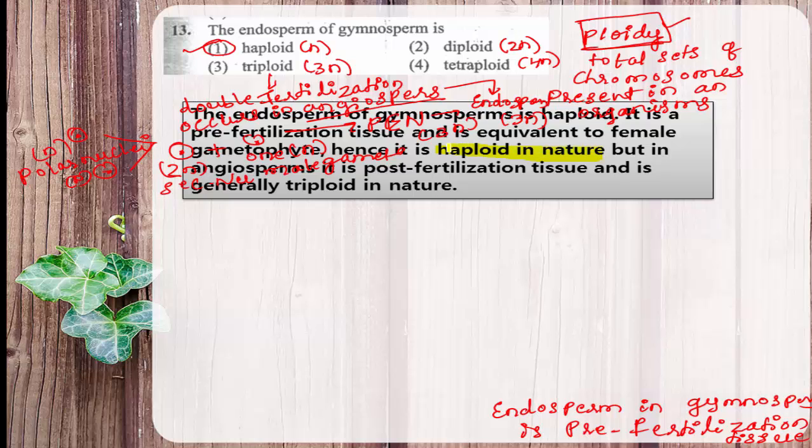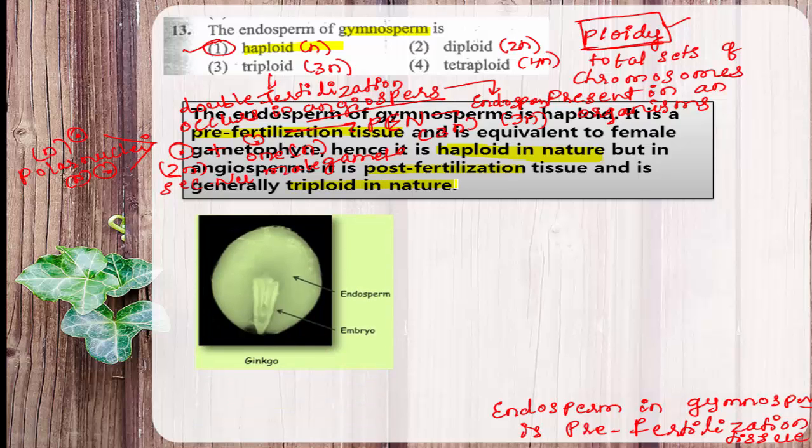Both the things you need to remember. The endosperm of the gymnosperm is a haploid structure. And why it is a haploid? Because the endosperm of the gymnosperms is the pre-fertilization tissue which is produced before the fertilization, hence it is haploid in nature. Whereas in case of angiosperms, the endosperm is post-fertilization tissue and it is triploid in nature.